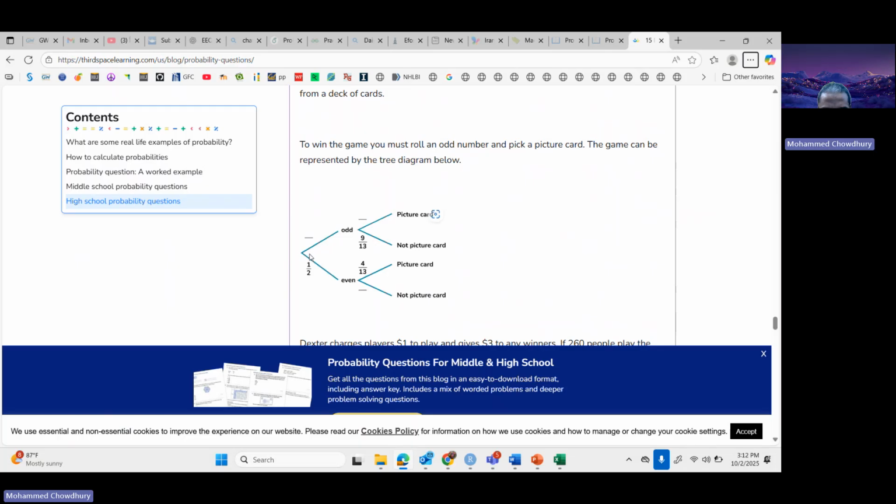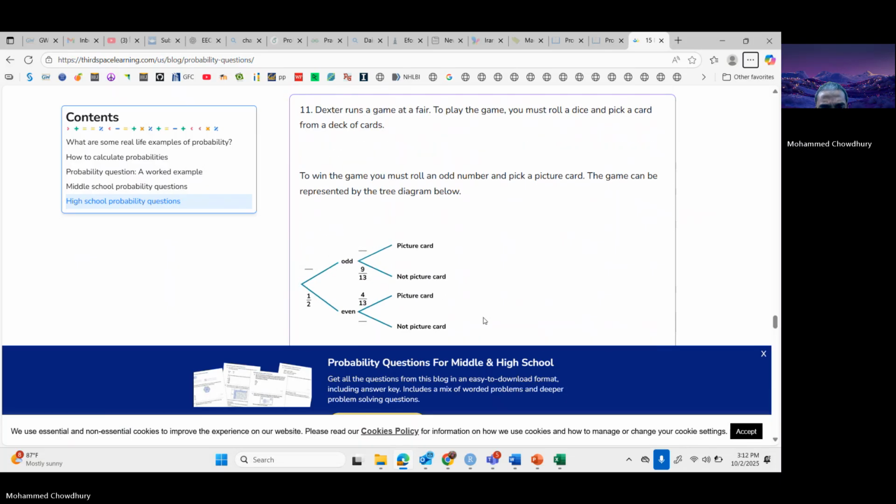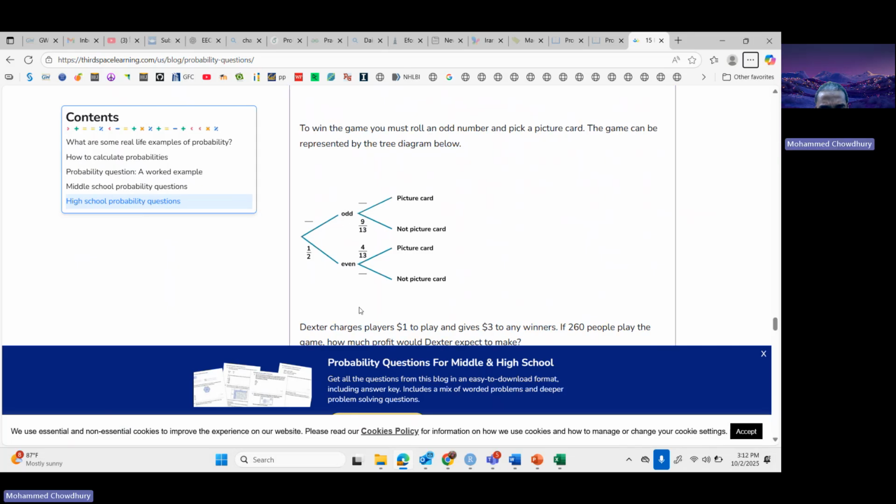Why? Because I need to roll a die and it should have an odd number, right? So the probability of rolling an odd number and an even number is half and half, right? And then after odd, we have to pick a picture card. Picture card, no picture card. Picture card, no picture card.